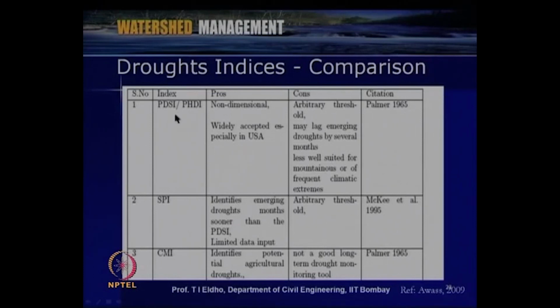So, when we compare, we can see that as far as drought analysis is concerned, generally we use either the Palmer drought severity index or the standardized precipitation index. These two are the most commonly used techniques as far as drought analysis is concerned. Now, before closing this lecture, let us look into some of the drought assessment tools.